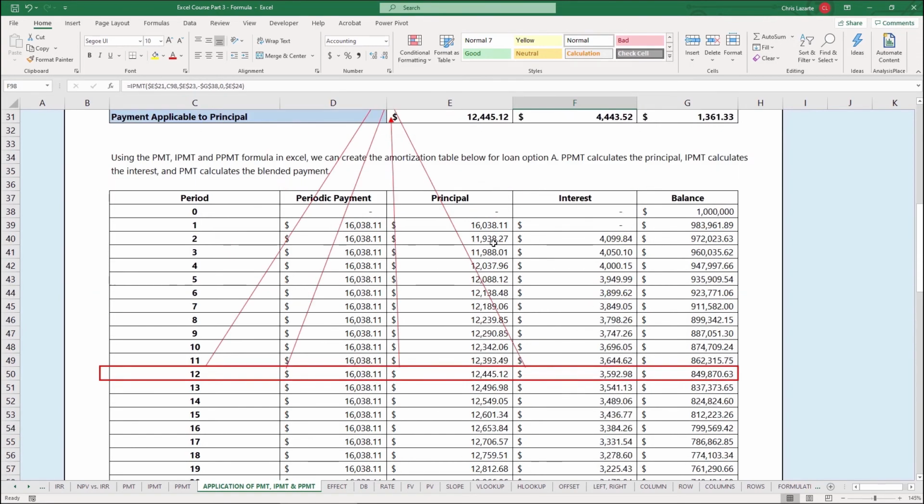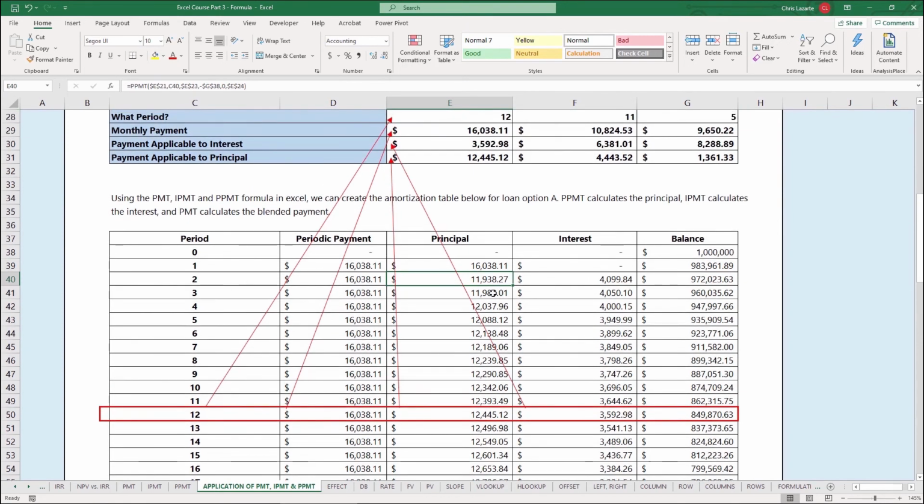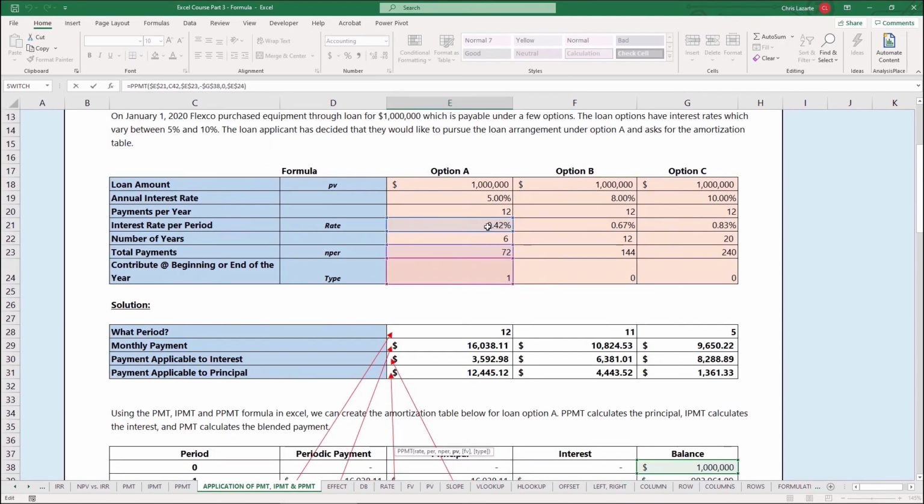If I take a look at how I've set up the principal payment formula, I can see that as I scroll down through the periods, I'm continuously referencing the period in question. So, for instance, in cell E42, I'm referencing cell C42, which is the 4th period. And I'm always making reference back to that present value amount, which is the $1 million loan amount. The rest of the inputs are referencing the interest rate, the total number of payments, and whether payments occur at the beginning or the end of the payment period. And in option A, it's at the beginning.